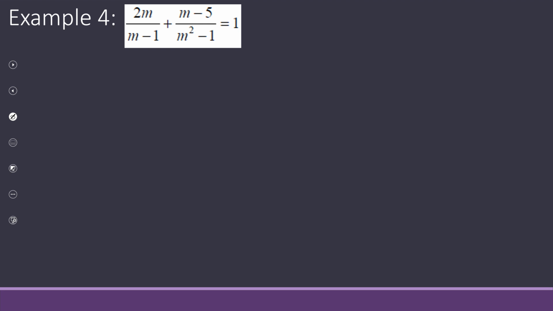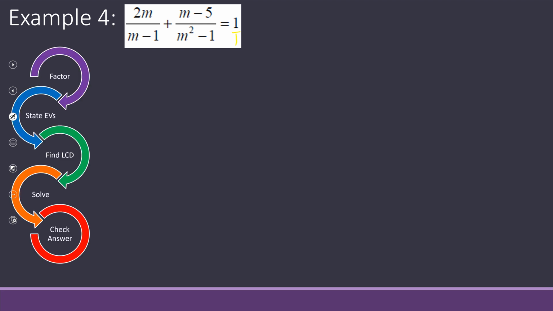2m over m minus 1 plus m minus 5 over m squared minus 1 all equals 1. And again, 1 is the same thing as 1 over 1. Now, we do have to factor the second denominator, the m squared minus 1, for the first time.